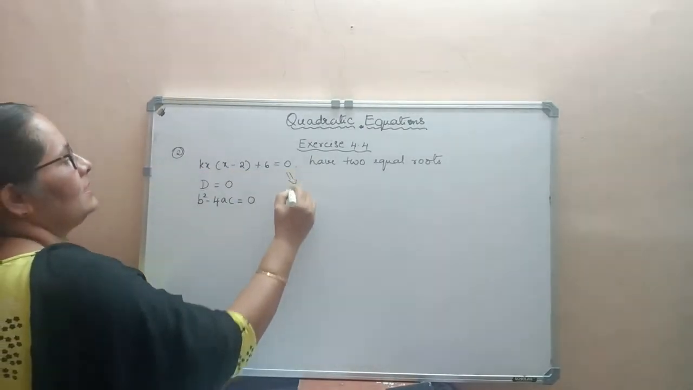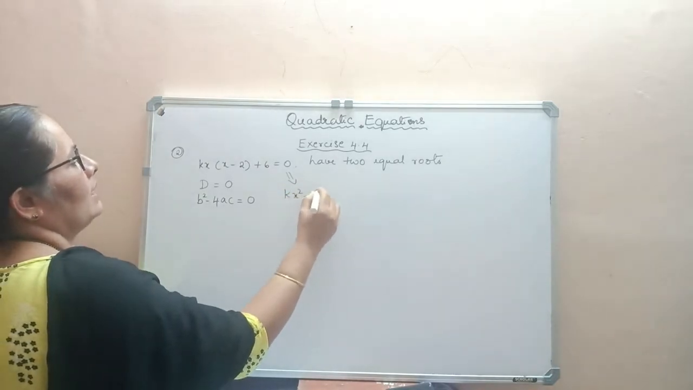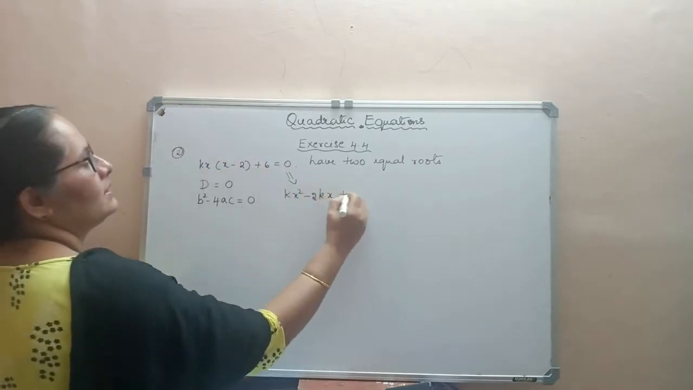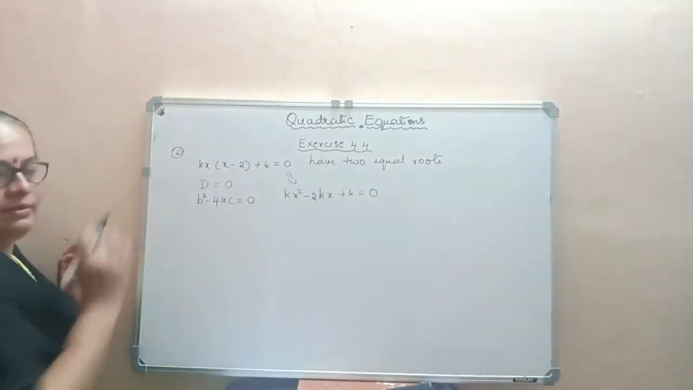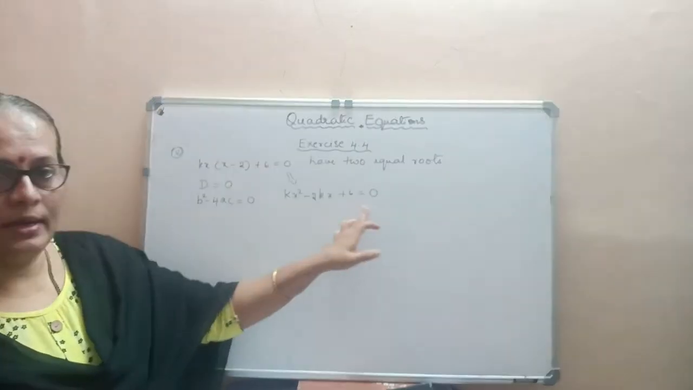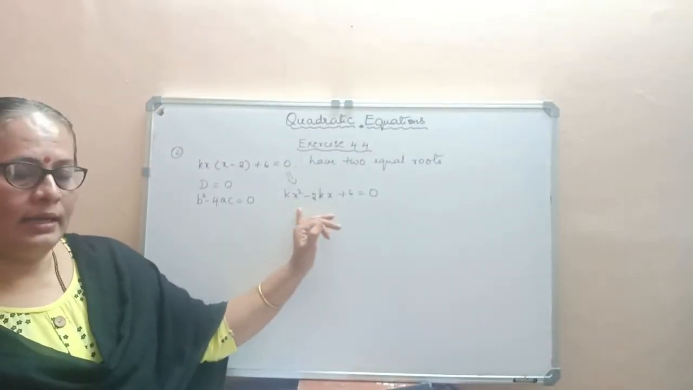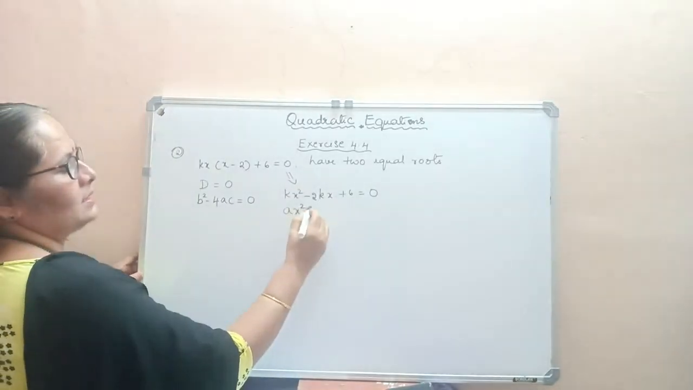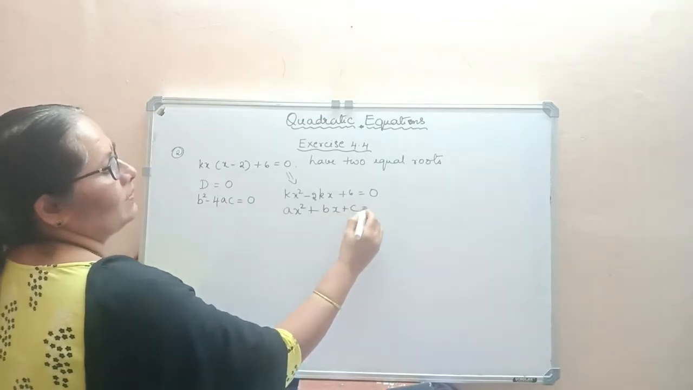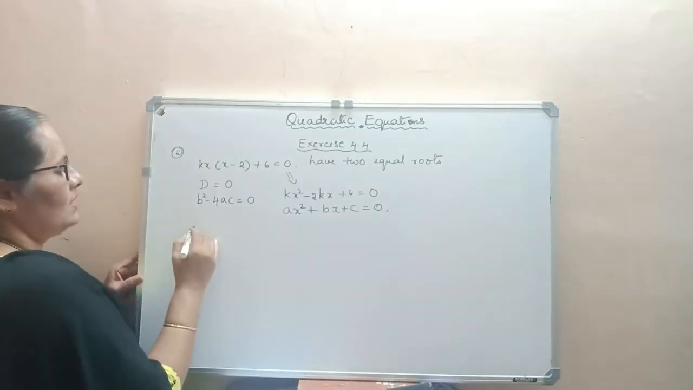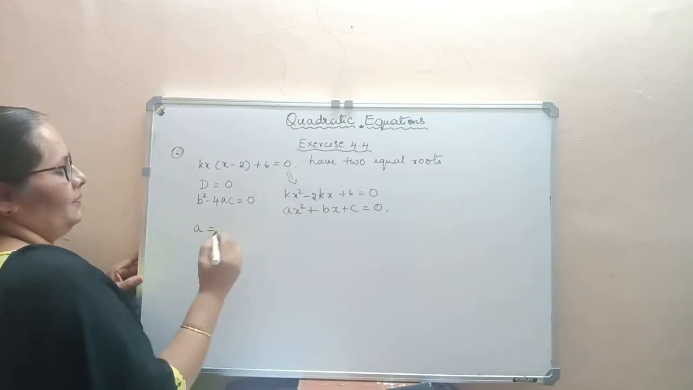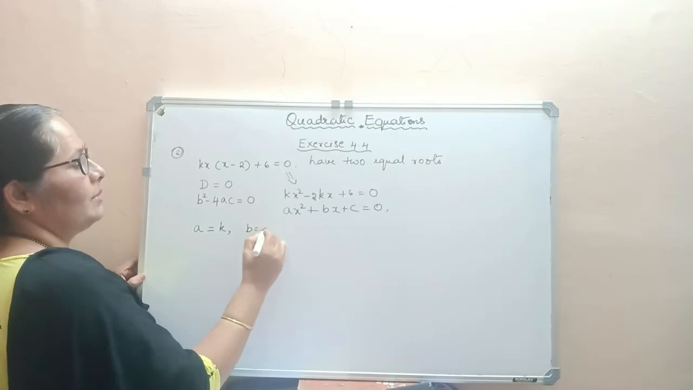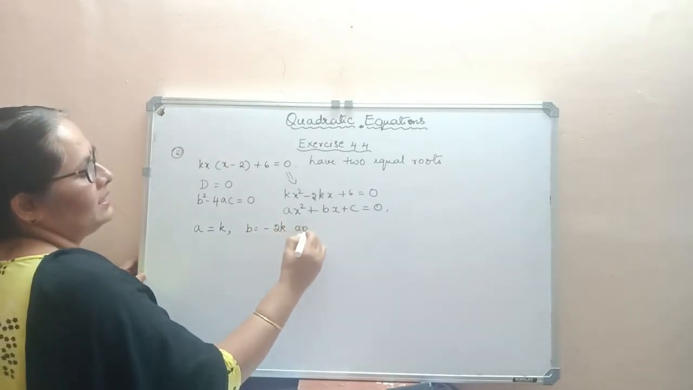So the equation is kx square minus kx into 2, that is, kx² − 2kx + 6 = 0. Now the given equation is in quadratic form. Compare this quadratic equation with the standard form, ax² + bx + c = 0. Then a equals k, b is minus 2k, and c is 6.